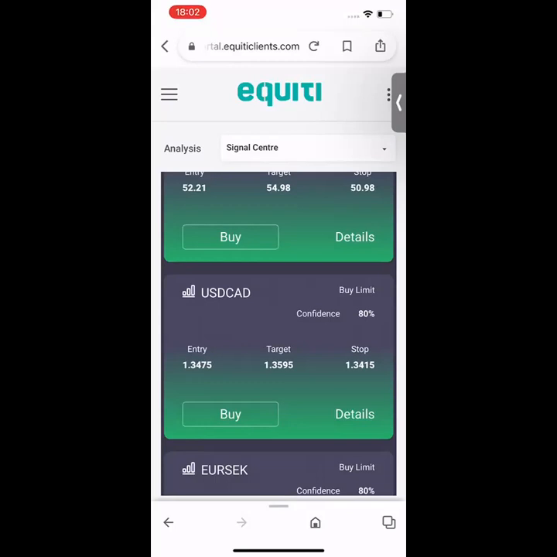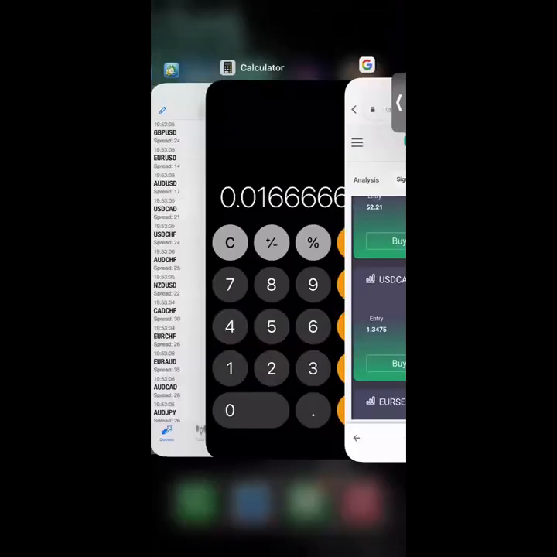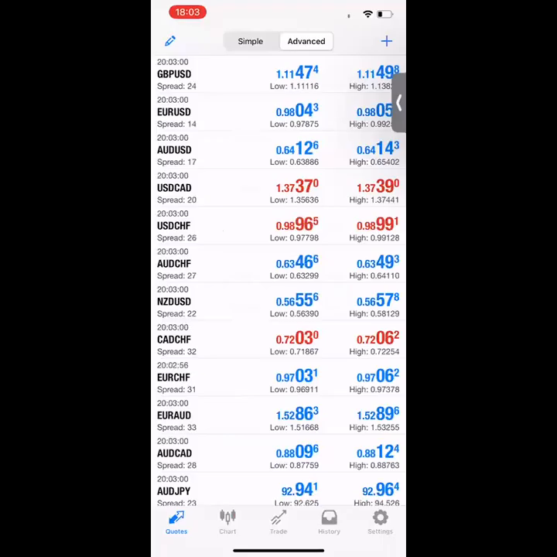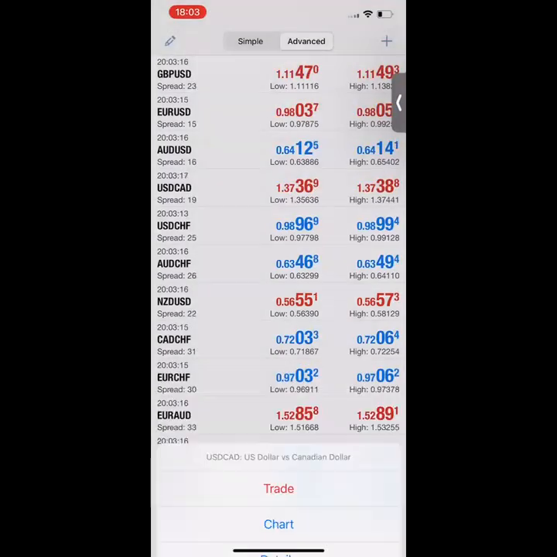Then what we need next is, what type of order is it? This is a buy limit. So when I go back to my MT4 or my MT5, whatever platform you're using to trade, I'll simply look for USD CAD on my watch list. Okay, so we have USD CAD. I'll tap on USD CAD and then tap on trade. You might want to see the charts, and of course you can do that, but I'll tap on trade so that I go straight to placing my trade.